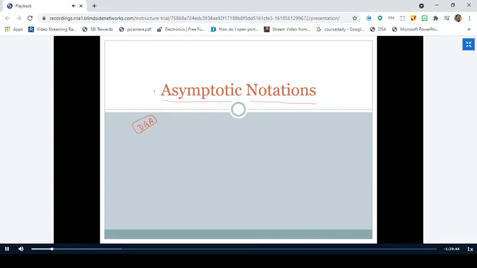What is asymptotic? What are asymptotic notations? What are the various types of asymptotic notations we have? What is big O notation? What is omega notation? What is theta notation? All these things we will discuss, and we will end this topic by discussing some of the properties of these asymptotic notations. Right? Is it clear?